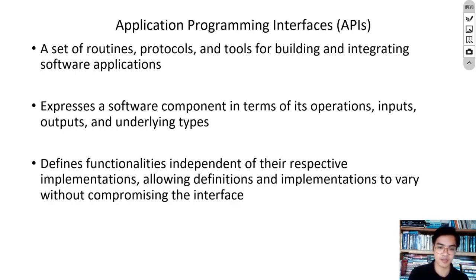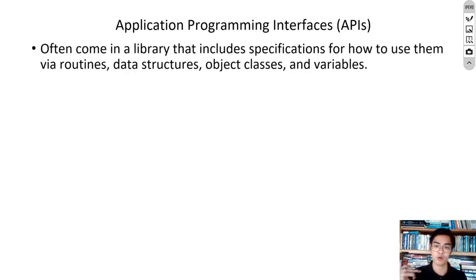So it defines functionalities independent of their respective implementations, allowing definitions and implementations to vary without compromising the interface. So yun din. You can work on updates on the different sides of your clients and your servers without affecting the API. Okay, so it's independent of its implementation. Now, most APIs come in a library that includes specifications of how to use them, via routines or method calls, data structures, object classes, and variables.